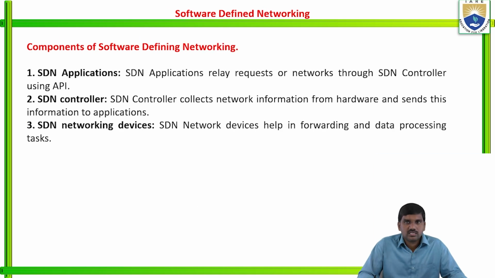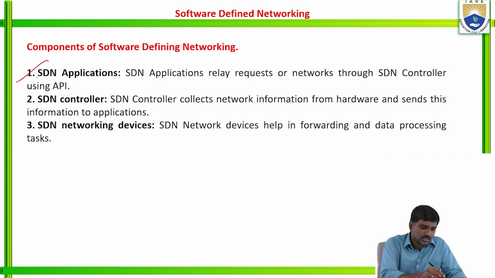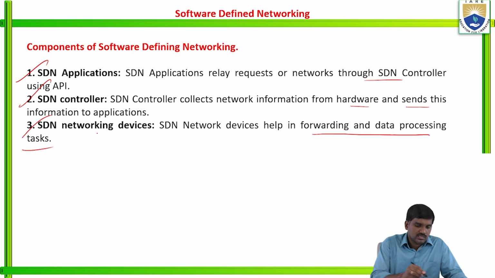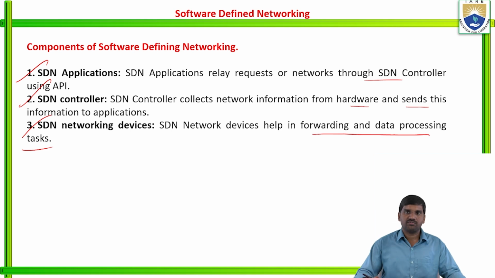Next, what are the components of software defined networking? SDN applications, SDN controller, and SDN network devices. Applications relay requests for the network through the SDN controller using API, and the SDN controller collects the information from hardware and sends the information to the applications. Next, the network device helps in the forwarding and data processing of the particular task depending on the application. So these are the components: SDN applications, SDN controller, and SDN network devices.